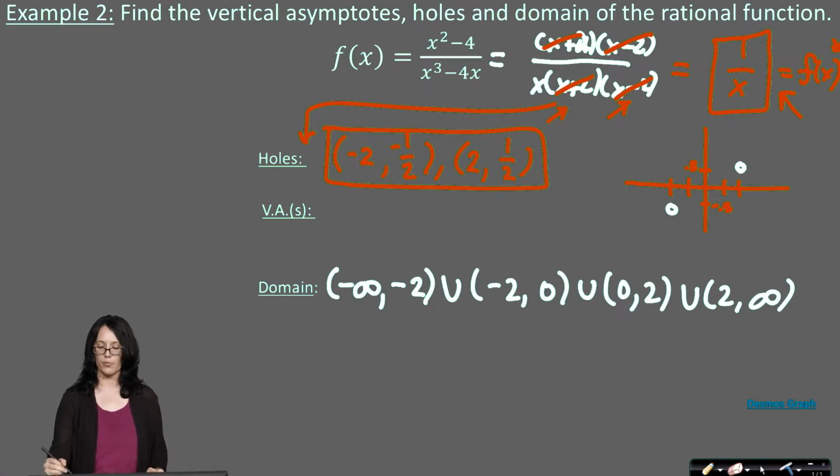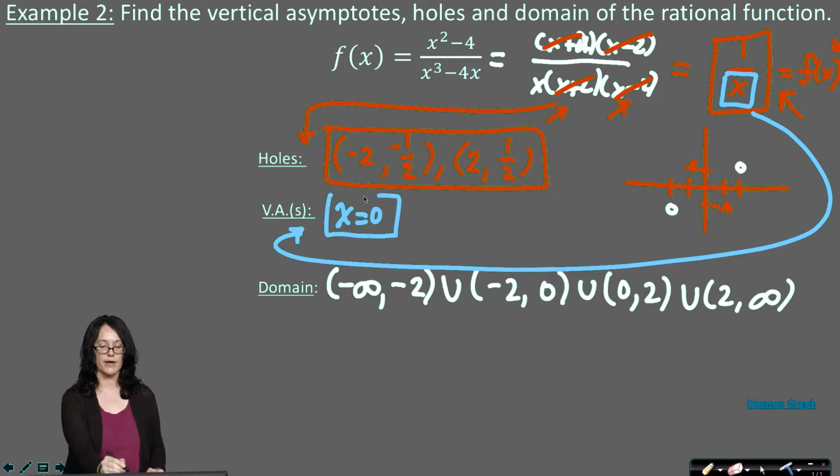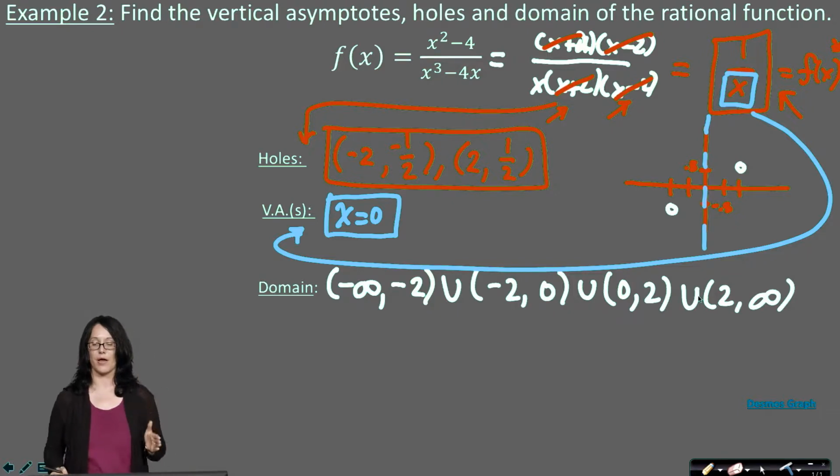What else do I know? Well, I know I still have a vertical asymptote, don't I? Yeah, it's when my denominator equals 0. So now I take my reduced version and I set my denominator equal to 0, which means x equals 0 is still my vertical asymptote. So if I was graphing this picture, that's where the graph breaks apart at that vertical line.